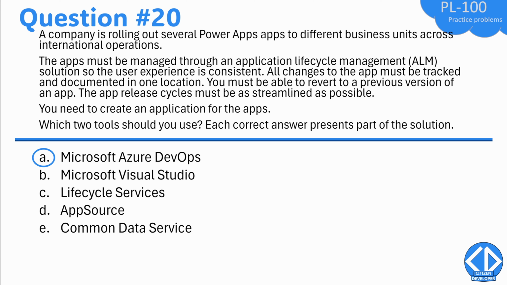B, Microsoft Visual Studio. That doesn't sound, I mean, maybe, but I really don't care for that answer. Lifecycle Services, I'm not even too sure what that means. AppSource is a valuable resource, but is not really related to what it's asking here. And then E, Common Data Service. So I would go with AE. That is the correct answer, and that's kind of my thought process of how I got to that.